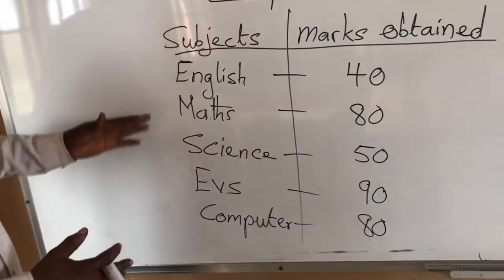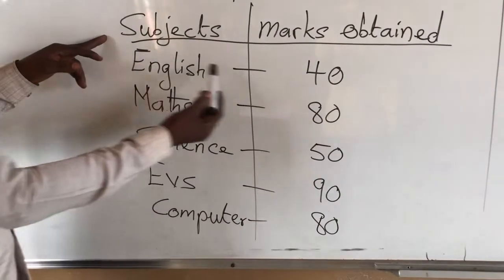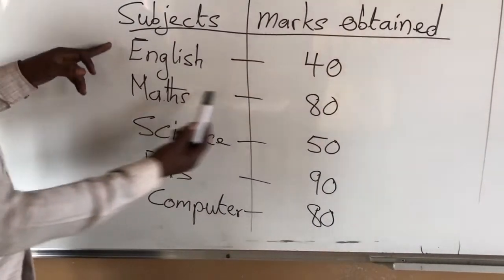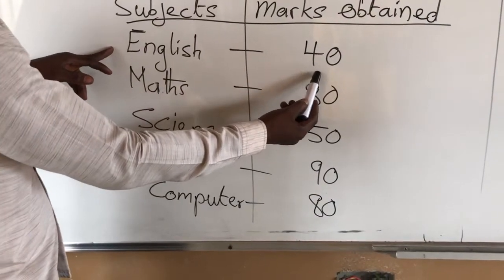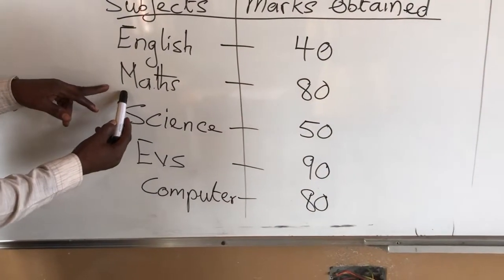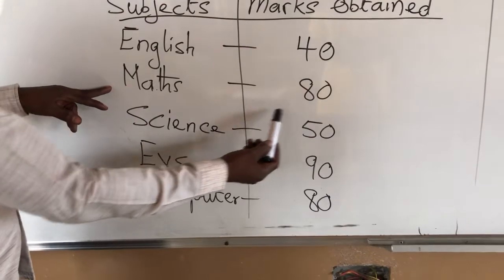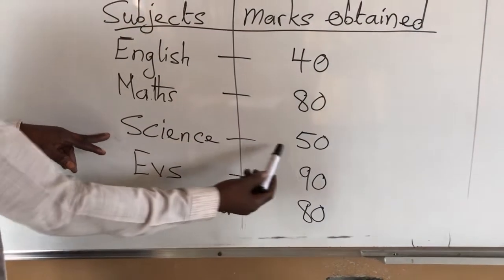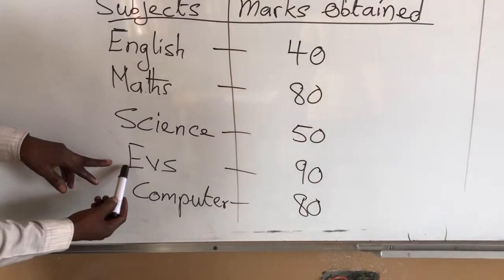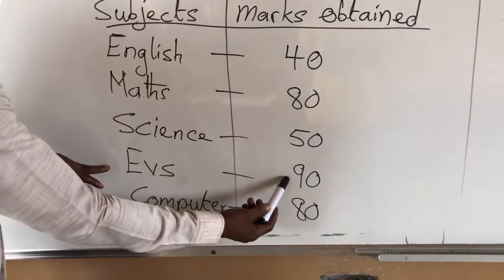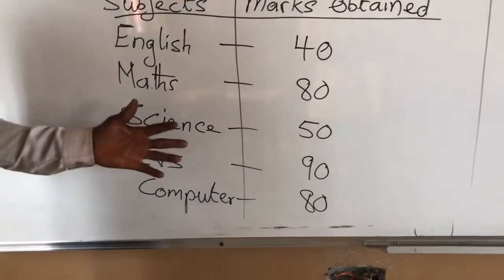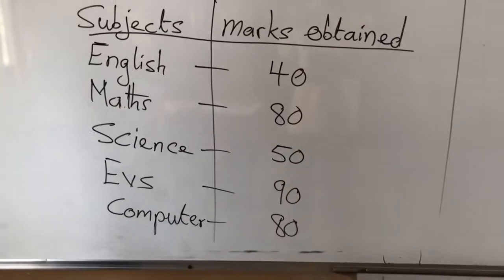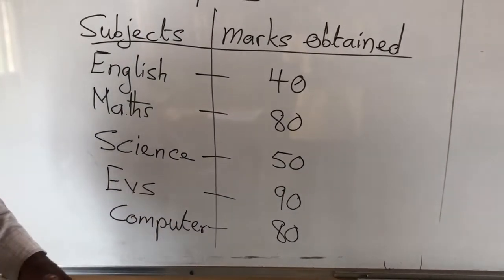All right. Now we have subjects and marks obtained. The first one is English, which is 40. Maths, we have 80. Science, 50. Environmental studies, 90. And computer is 80. How are we going to represent this on a graph?